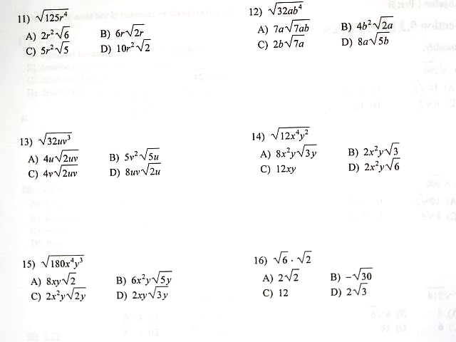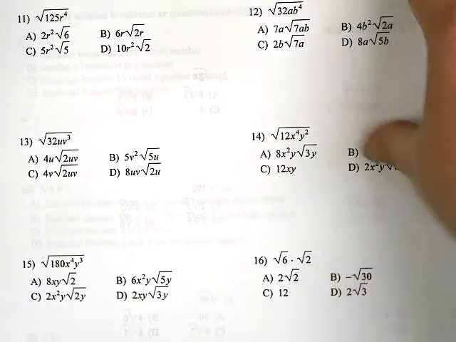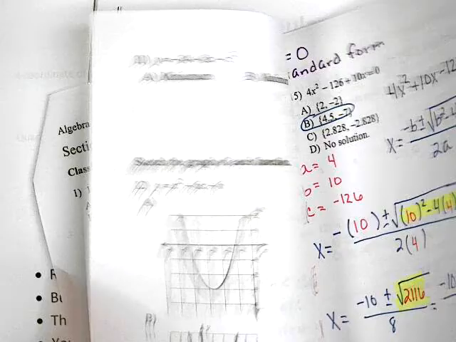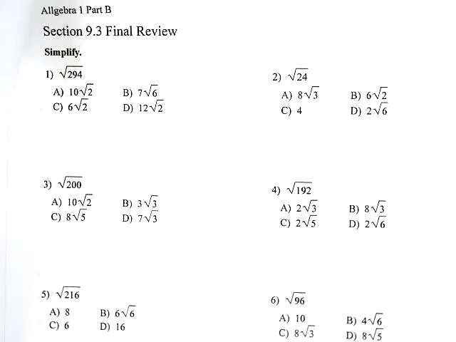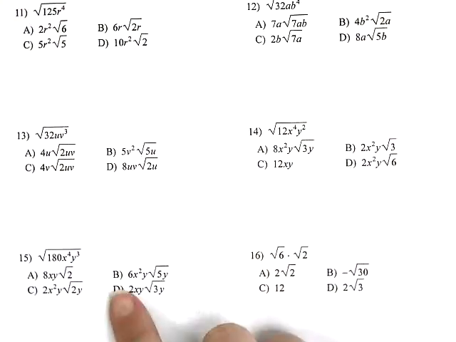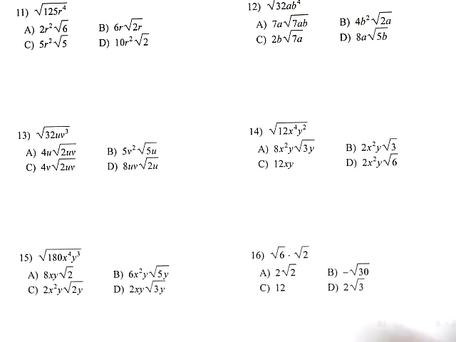All right, this is a quick review of section 9.3. So this was all the simplifying radicals. I'm skipping the ones in the beginning that are just simplifying with numbers, and I'm going to go to some of the harder ones where we've got either multiple variables and numbers or where we're multiplying.